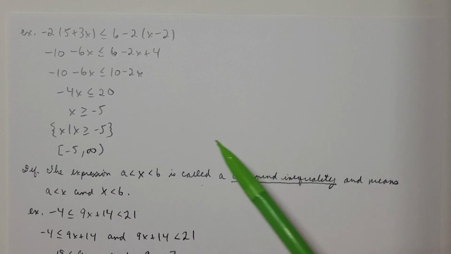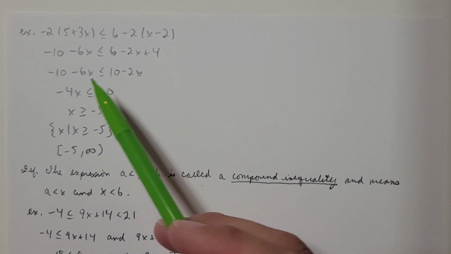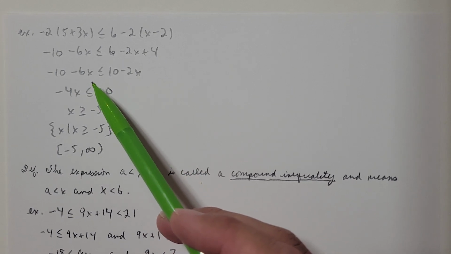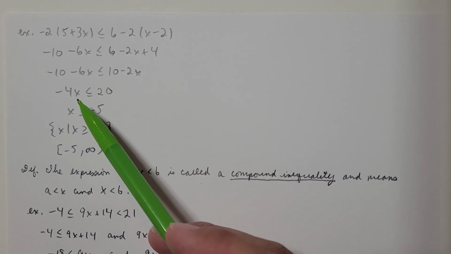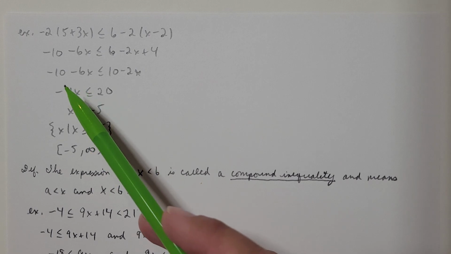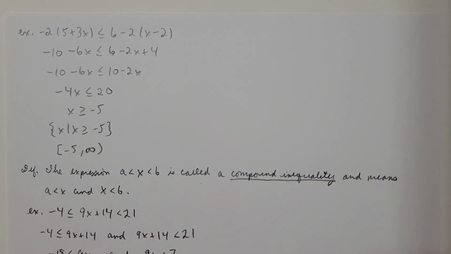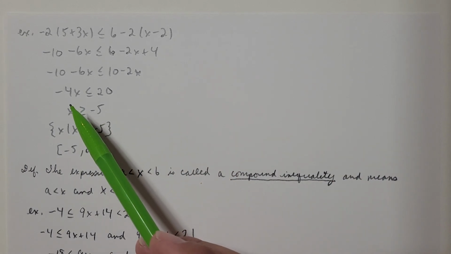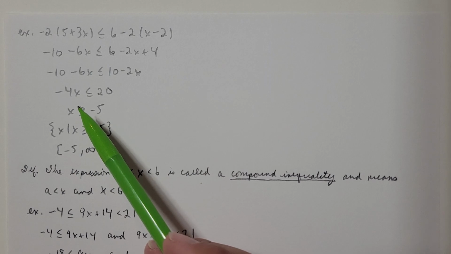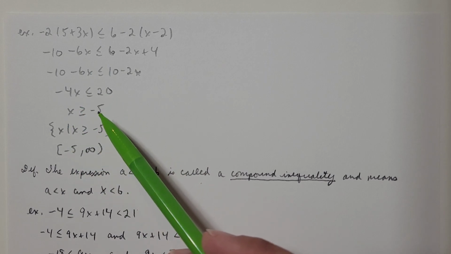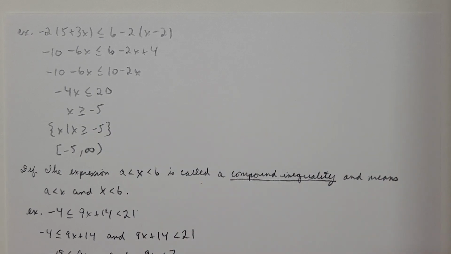And so then the next thing, I'm going to add 2x to both sides and then add 10 to both sides. Negative 6x plus 2x is negative 4x on the left. And then I'm adding 10 to both sides. 10 plus 10 is 20 on the right. Okay. The next thing would be to divide both sides by negative 4. So that way you'll have x all alone on the left. 20 over negative 4 is negative 5 on the right.